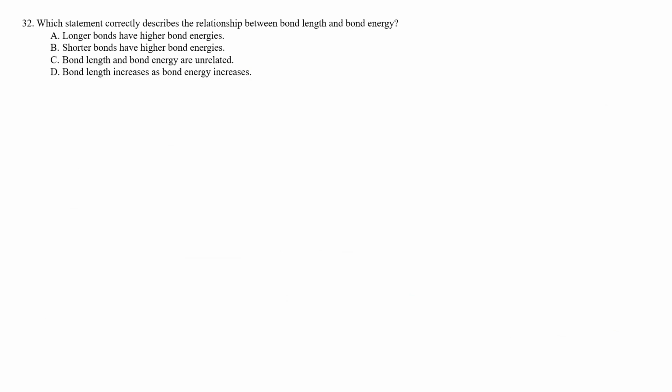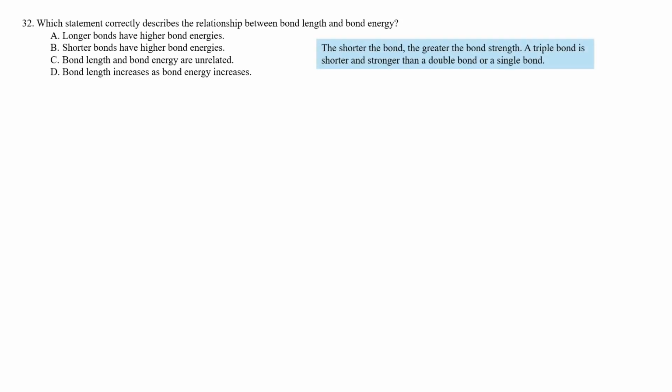Which statement correctly describes the relationship between bond length and bond energy? The concept here is, the shorter the bond, the greater the bond strength. So let's discuss single bonds, double bonds and the triple bonds. Single bonds, only two electrons sharing between atoms. Single bond length is larger, but bond is weaker.